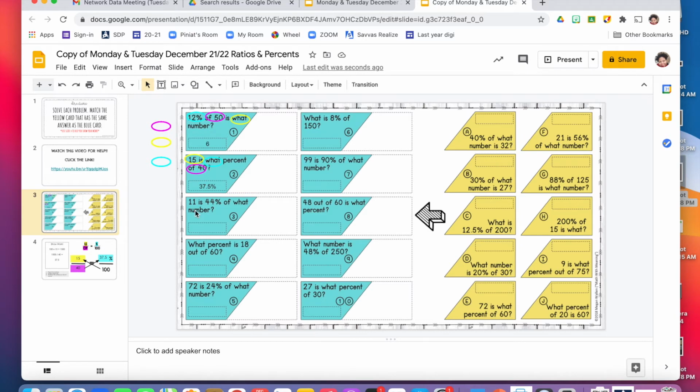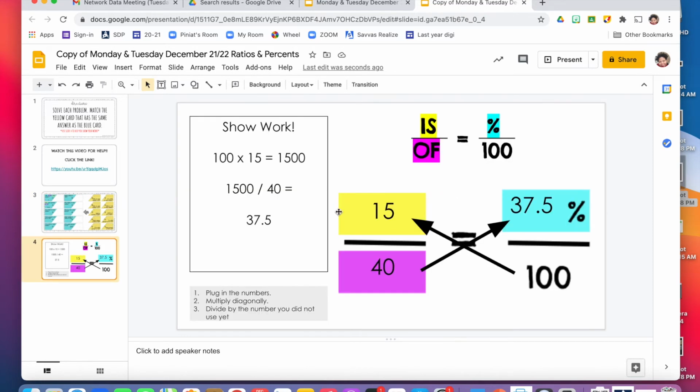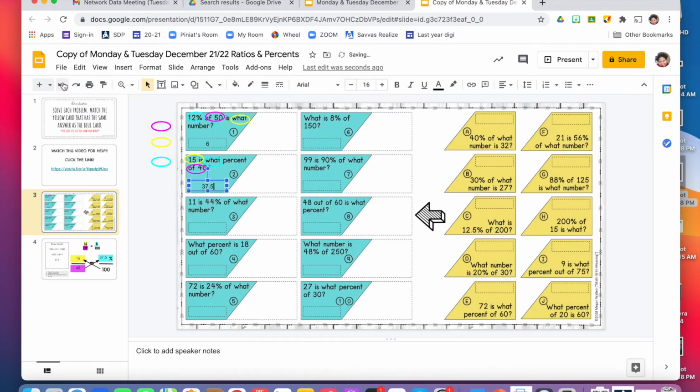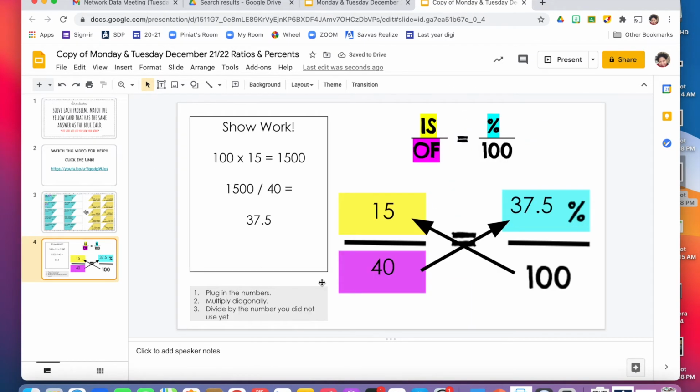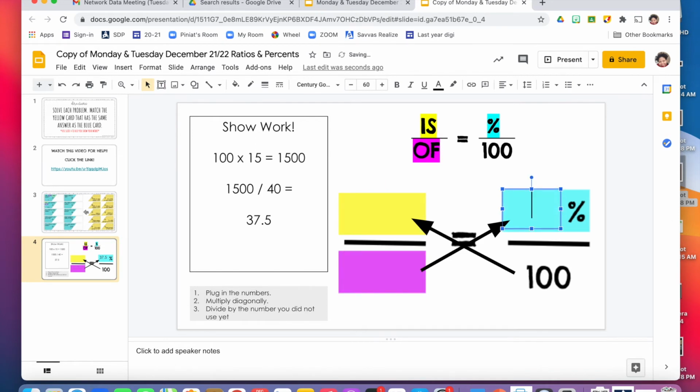Let's do another one. 11 is 44% of what number? Now, let me clear my screen. Forgot to clear my screen. 11 is 44% of what number?